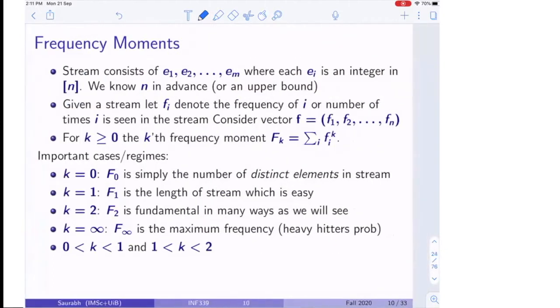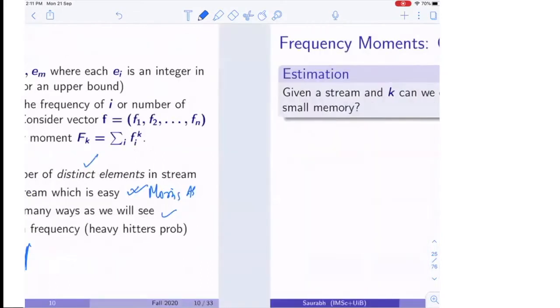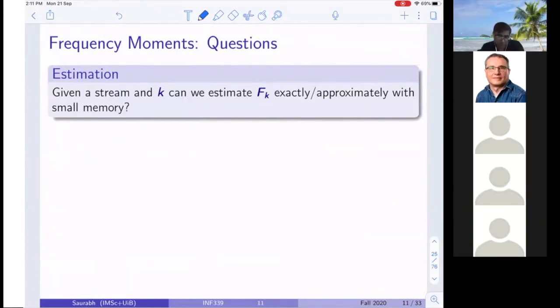Okay, so I hope I have given you some reason to believe that frequency moments are interesting objects. They capture an interesting set of problems, and it's good to study them. So now, what kind of questions can we ask on frequency moments? The first question that we want to ask is that we would like to estimate Fk exactly or approximately, with small memory. So that's the one thing we would like to do.